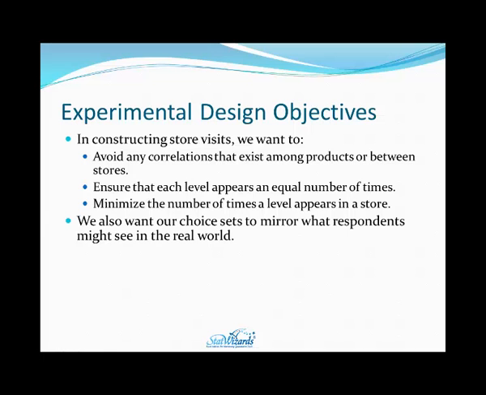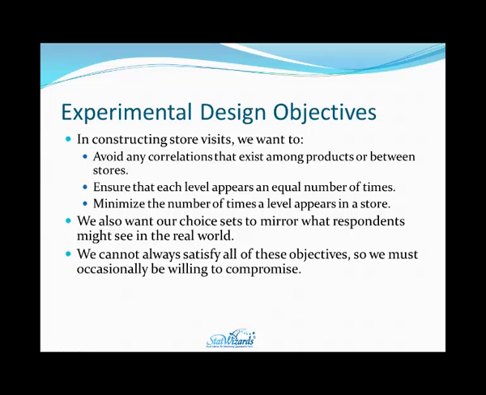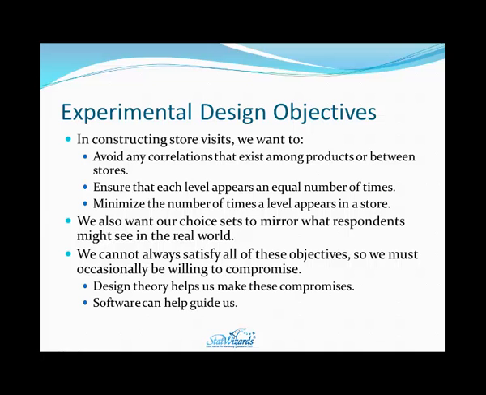This helps coax as much information as possible from each store visit. One thing the mathematics of experimental design do not do, but what we would like, is to ensure our choice sets mirror what respondents might see or experience in the real world. The closer we can mimic the actual choice process, the narrower the gap between pretend tasks and actual behavior. We can't always satisfy all these objectives, so we must occasionally be willing to compromise. Design theory helps us make these compromises, and placing guidelines in software can push us further.